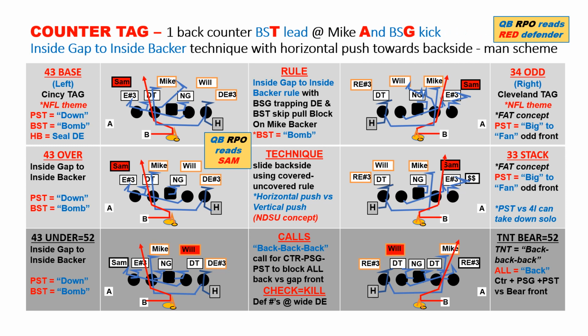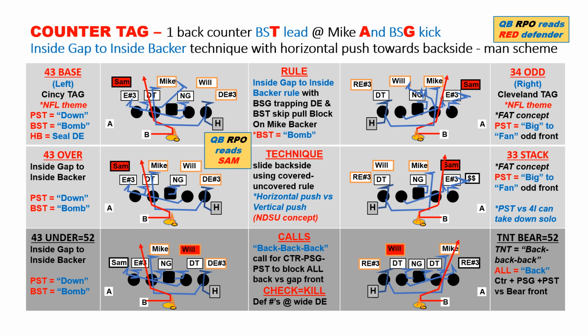Last is a counter tag, same as our counter tray, but now we'll have the backside guard and the backside tackle as the pullers, hence the tag call. We still use the Cincy and the Cleveland, but we simply add the tag verbiage of Cincy tag and Cleveland tag to our themes. Again, backside guard will pull and kick out, and now the tackle will wrap and bomb block on the Mike, with the H replacing the backside tackle, J-path blocking the defensive end. Quarterback again reads the Sam backer as his read key defender.